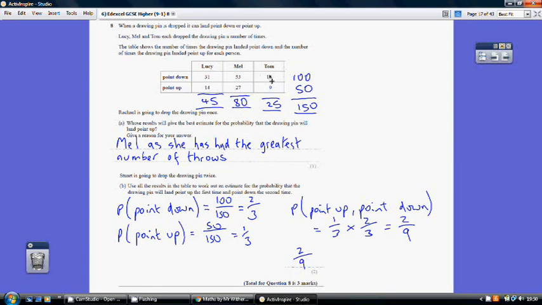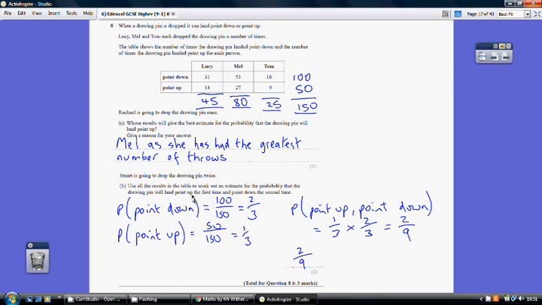Points down for the 3 add up to 100. Points up for the 3 add to 50. So the probability of a points down is 100 out of 150, which simplifies to 2/3, and the probability of a points up is 50 out of 150, which simplifies to 1/3.